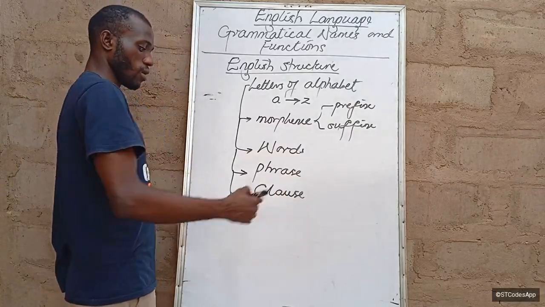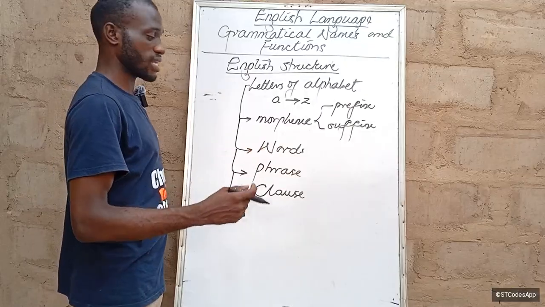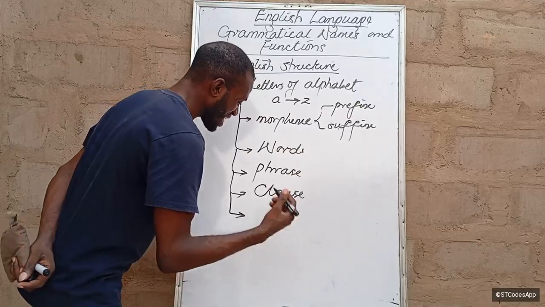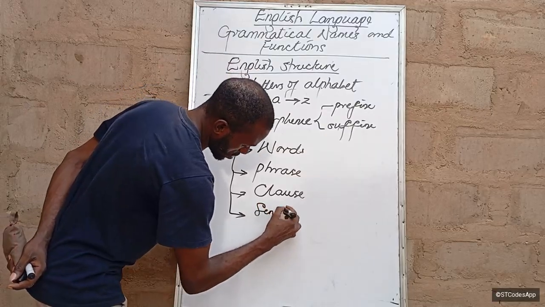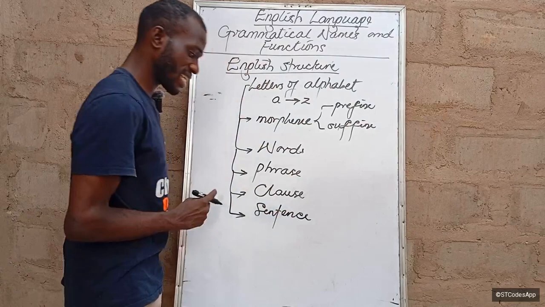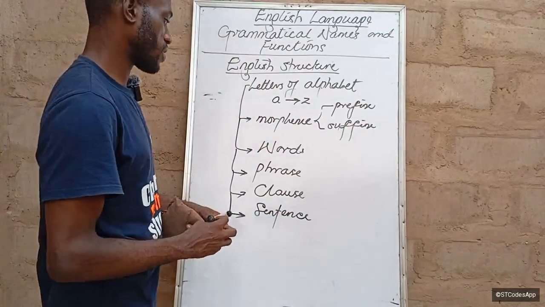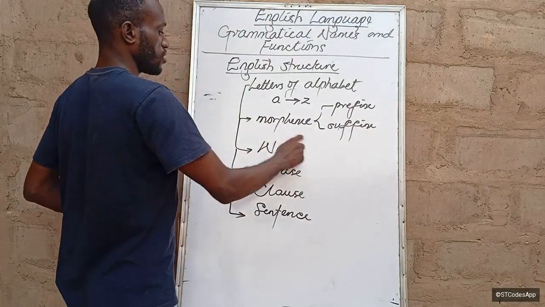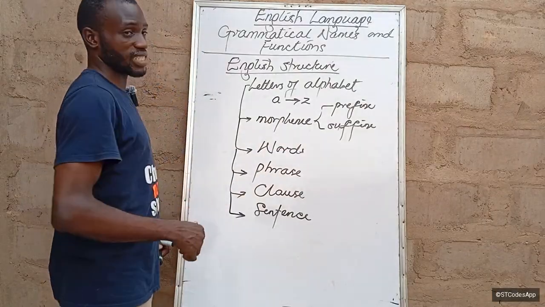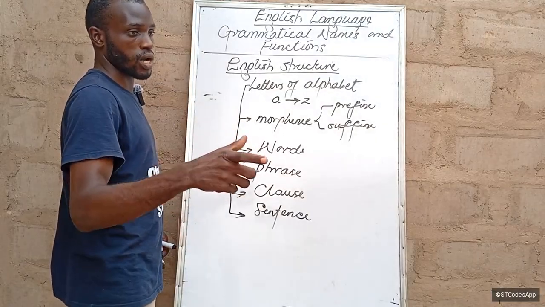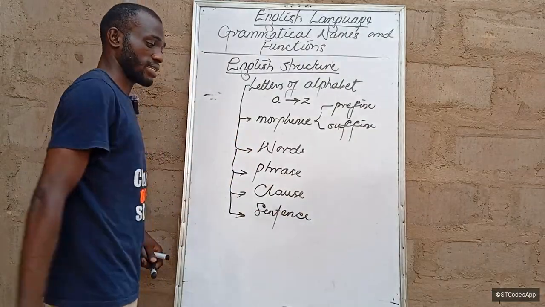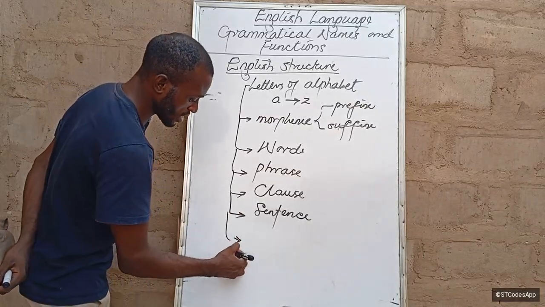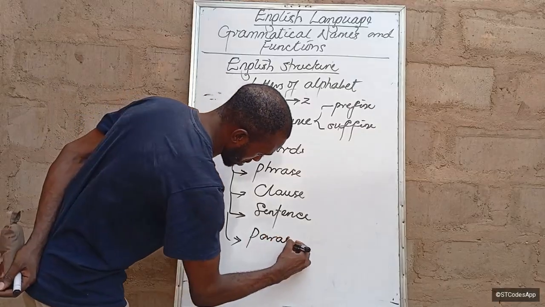But of course, clauses can be combined together. For example, I can combine a main and a subordinate clause, and I'll make a sentence. A sentence is always complete. It's a complete structure. So the smallest English fragment that makes sense is a word, and the smallest English structure that is complete is a sentence. When you combine sentences together, you make a paragraph.